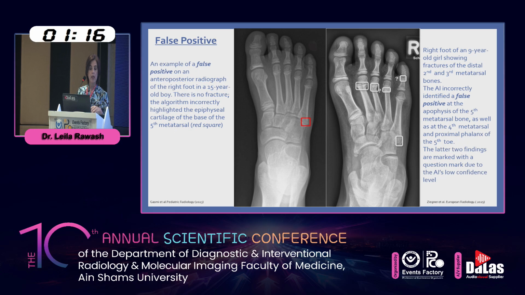Okay? They give false positives and false negatives. These are pictures of the AI annotated images. It depends, each software has different ways of marking out their problem areas. Here, it's the fifth metatarsal, the apophysis, okay, that hasn't fused.